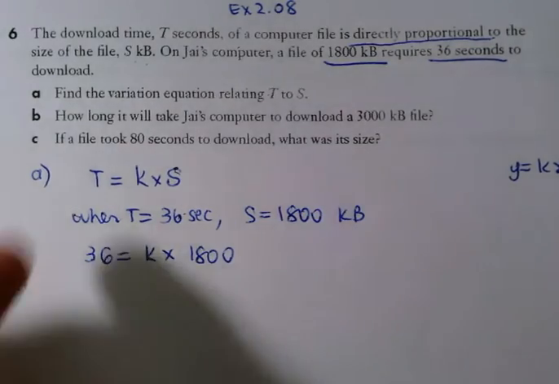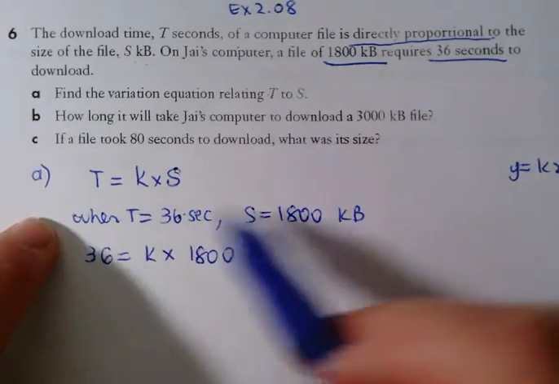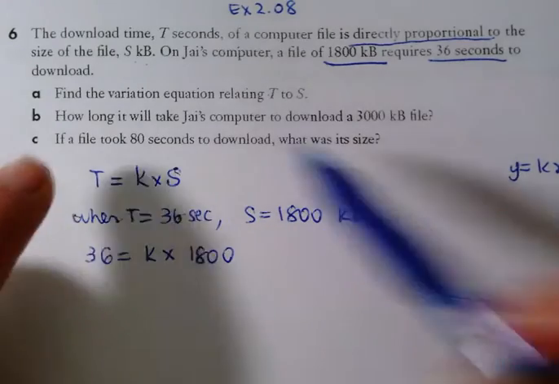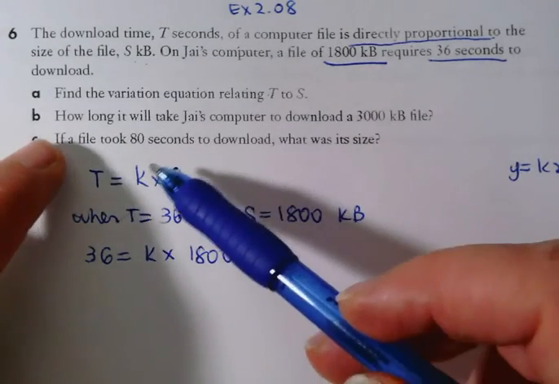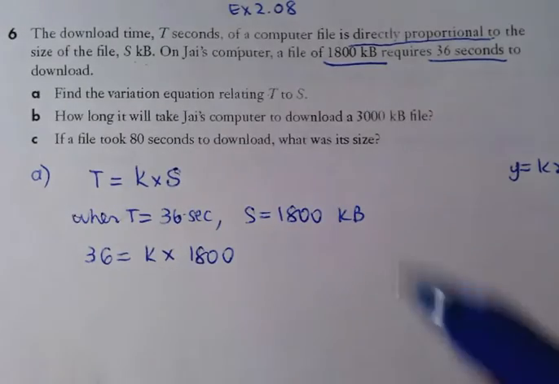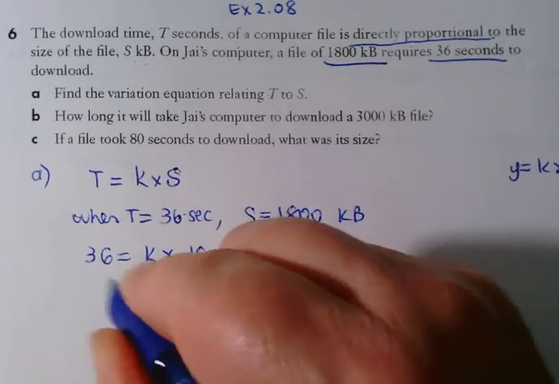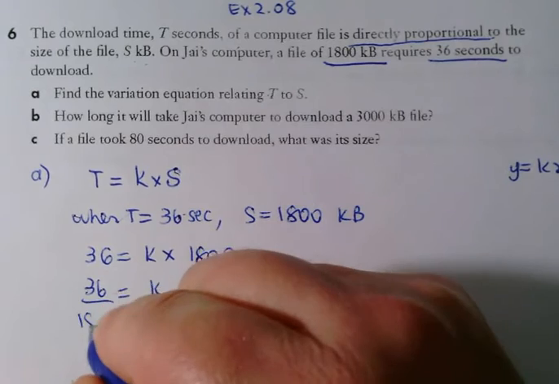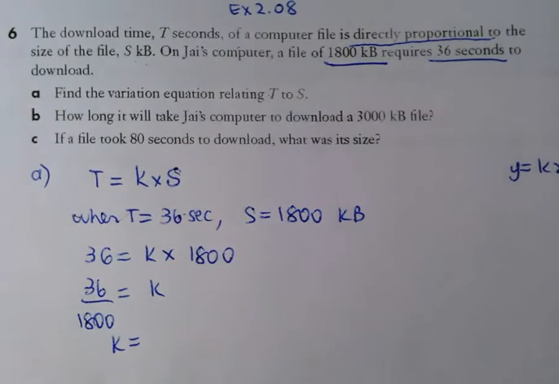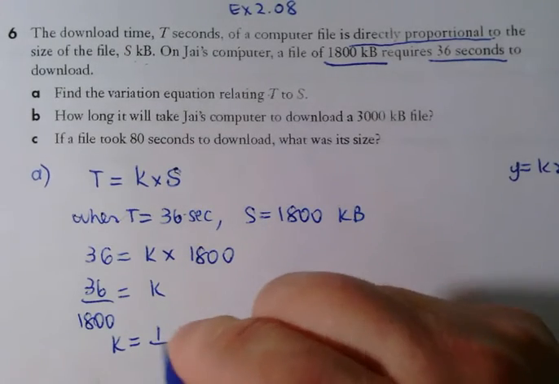So remember, our first step is to write out the equation. The second step is to substitute some values of x and y. In our case, they're values of t and s, and that will help you find k. So k is 36 divided by 1,800. Just putting that on your calculator as a fraction, we get 1 over 50.